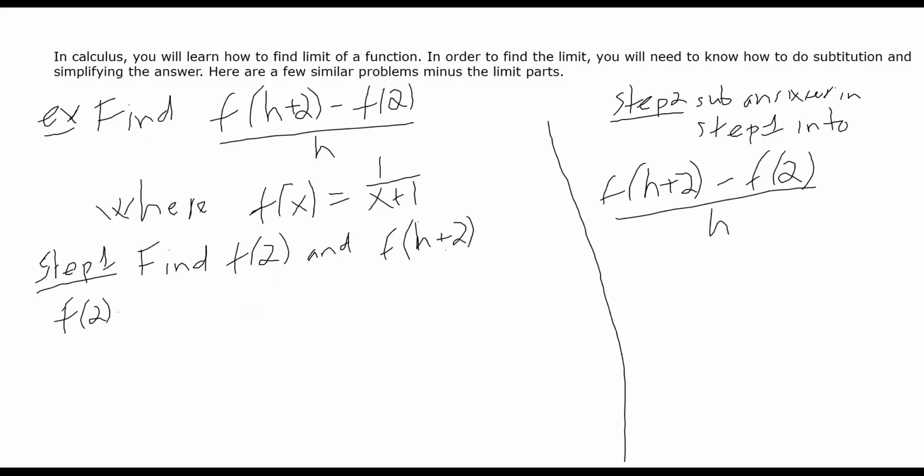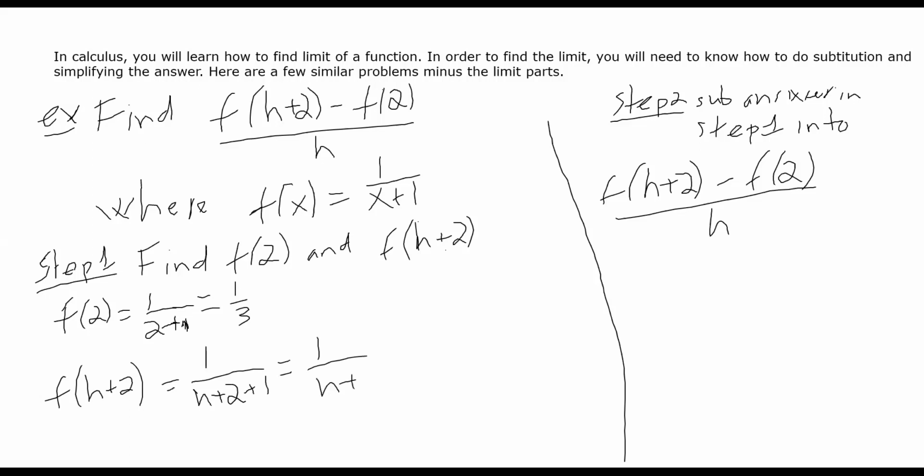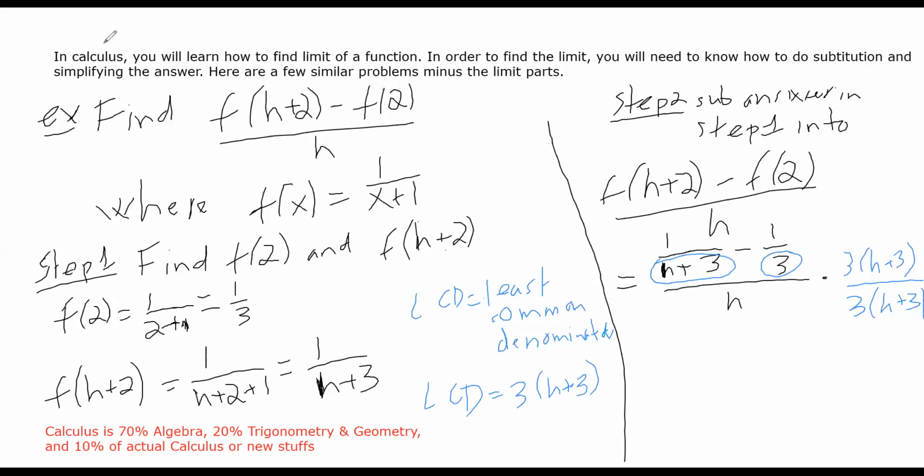F of 2: there's going to be 1 over 2 plus 1, so 1 over 3. Now, f of h plus 2. Be very careful with this one. So it's 1 over, instead of x, we have h plus 2, plus 1. 1 over h plus 3. We're going to multiply by LCD over LCD here. So now sub it in.